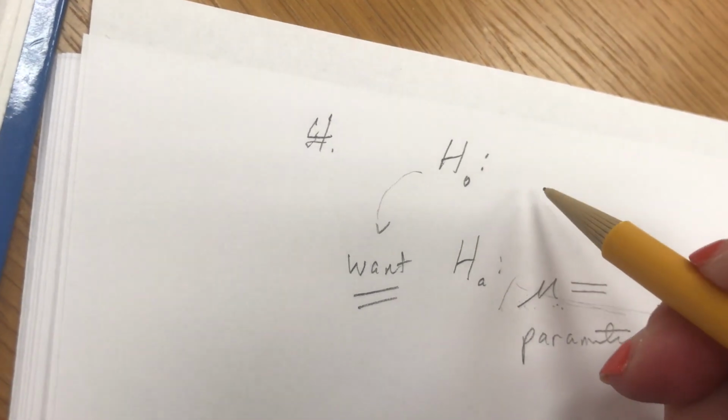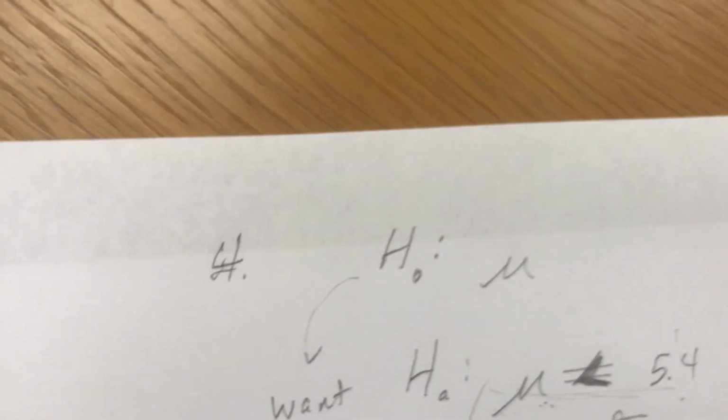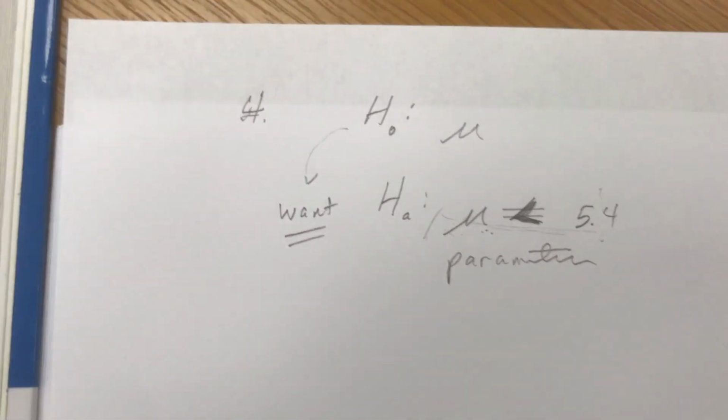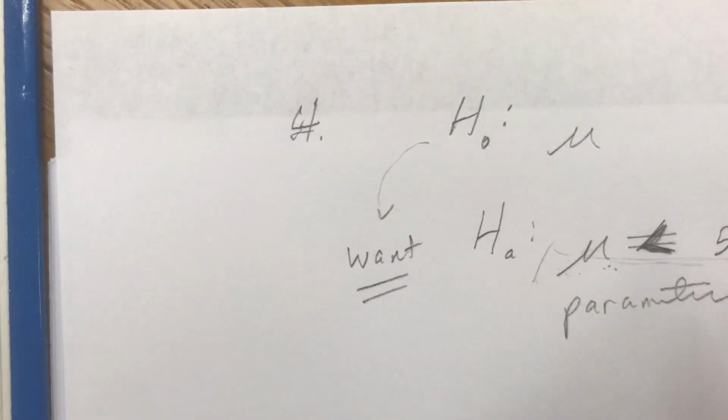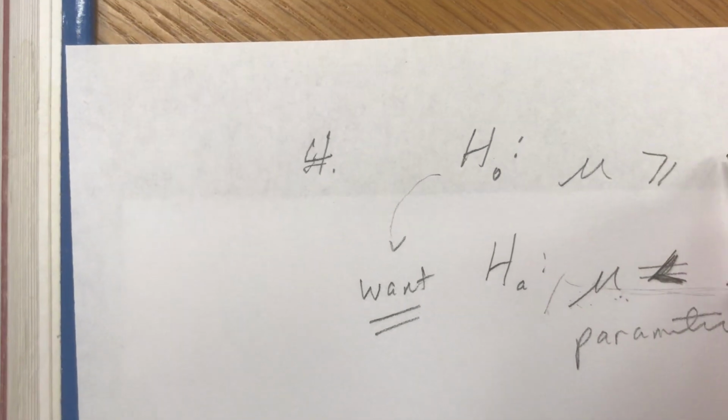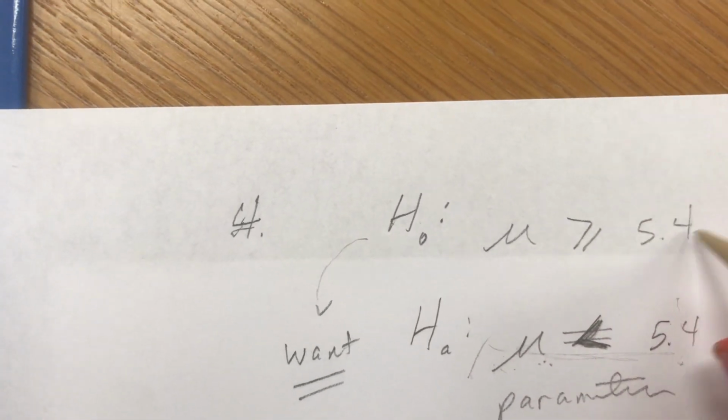So the parameter is the mean for all the population, the whole population. That goes on both my hypotheses. And I don't want equality, I said less than. I want that the average level is less than 5.4. And I'm going to leave off the units just for simplicity. 5.4. And then the complement is then our null hypothesis. So that would give me greater than or equal to 5.4.